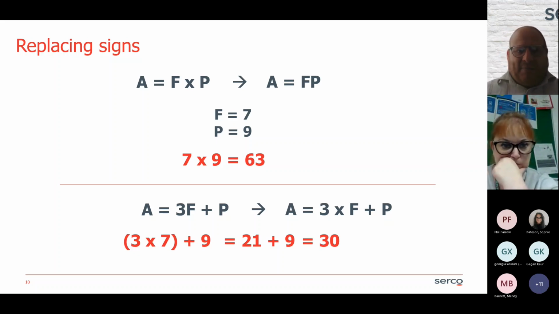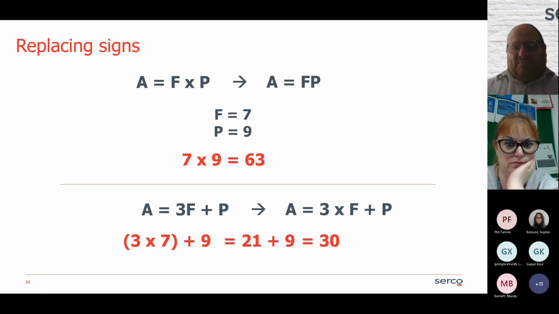So I've put it in brackets to separate it. Our 3F just means 3 times 7. And then we add P, which is adding 9. 3 times 7 is 21. Add the 9, that is 30, which most people got. And I think Gagadu, you missed the plus sign. So a very common error as well.